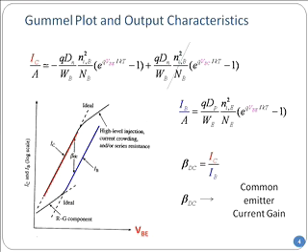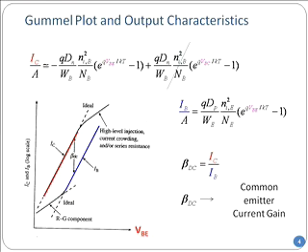The beta DC is because this is a DC current gain. How good is my amplification? How strong my music comes out when the radio station is really weak. That is the beta DC, the current gain. And it's called a common emitter. I'm sorry, this is a common base current gain.